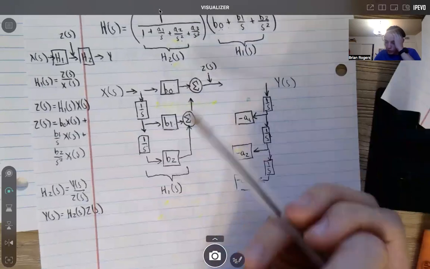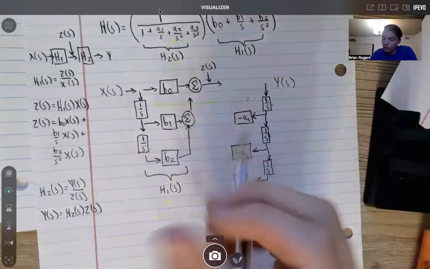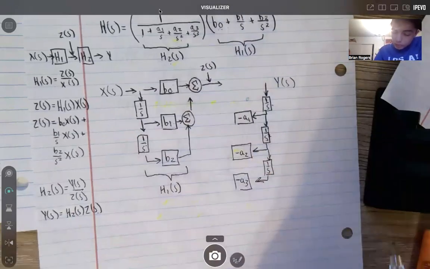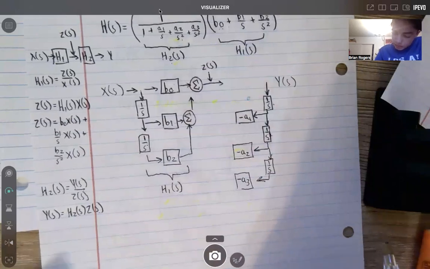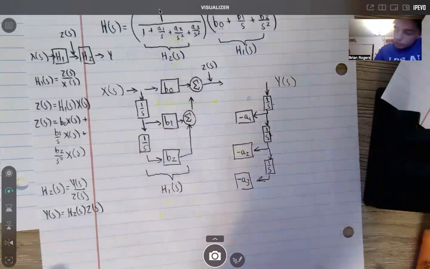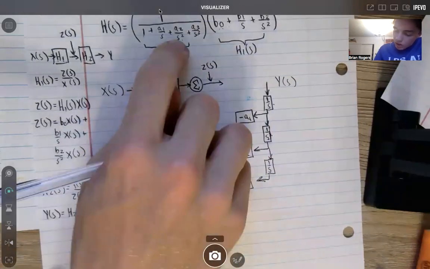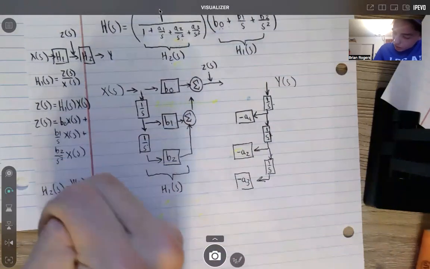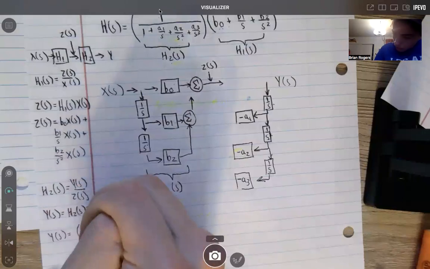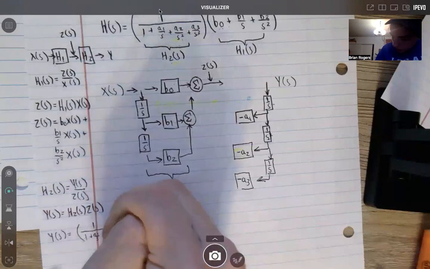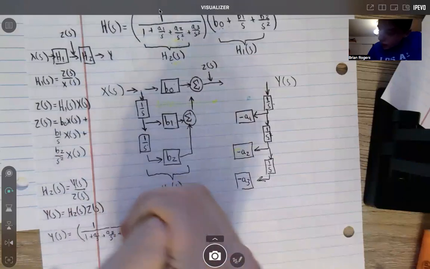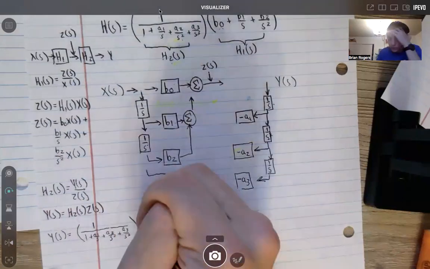But we need to find out what H2 of S is so we can get Y of S. So our H2 of S was all of this, and our Y of S will equal 1 over 1 plus A1 over S plus A2 over S squared plus A3 over S cubed. That's our H2 of S, and then multiplied by Z of S.